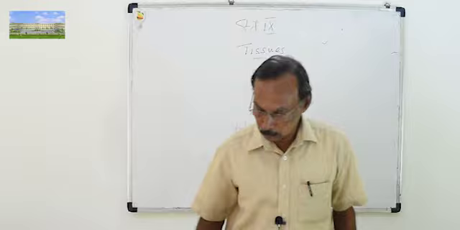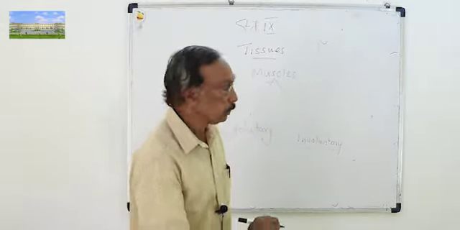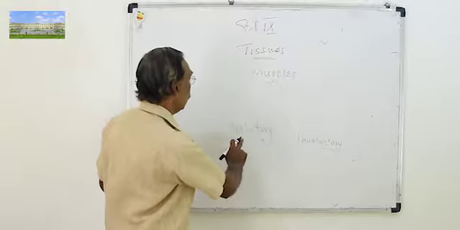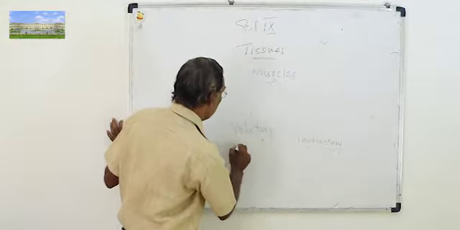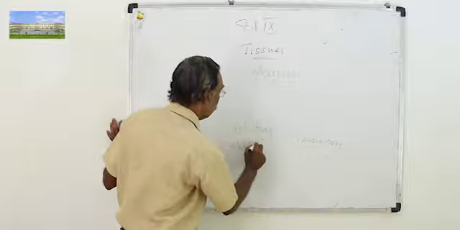So first we will see what the voluntary muscle is. Voluntary muscles, meaning we can contract them, are also called skeletal muscles. They are connected to the skeleton.